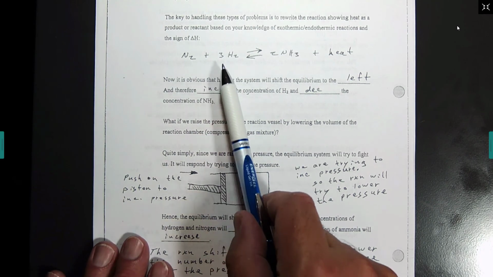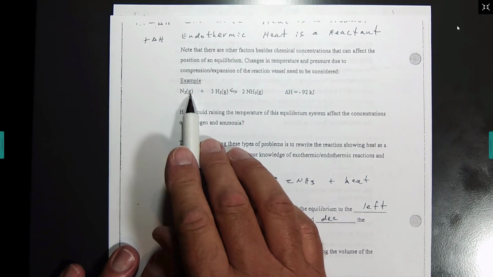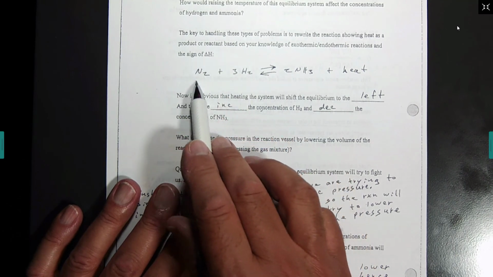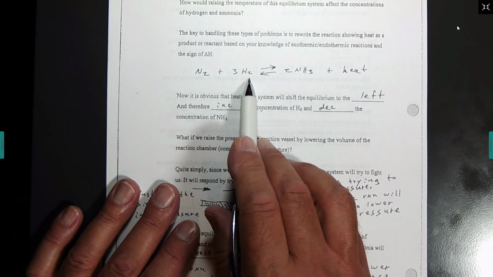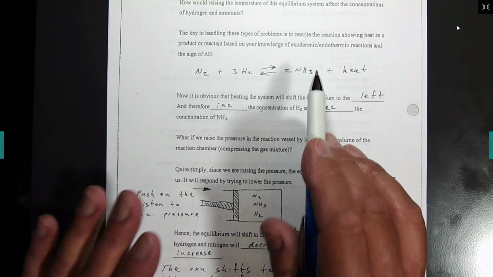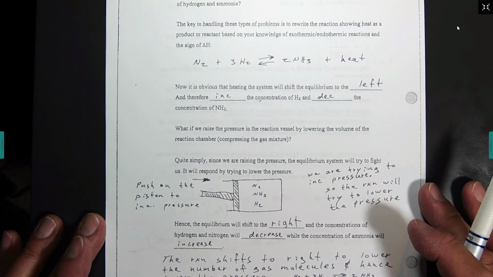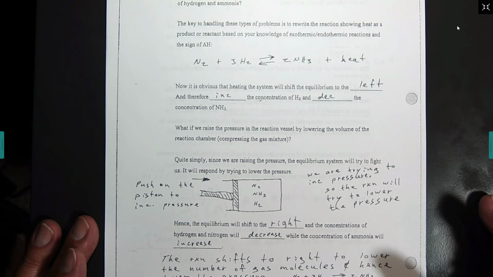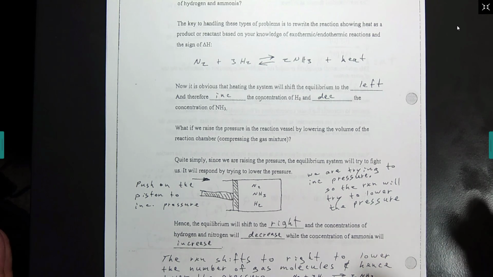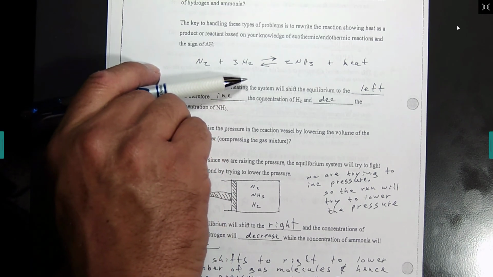Hey, if it takes 4 moles of a gas, and keep in mind these are all gases here, so I take 4 moles of a gas and turn it into 2 moles of a gas, I'm going to lower the pressure. So if I increase the pressure, I'm raising the pressure. The system's going to want to lower the pressure. And to do that, it's going to shift to the right.